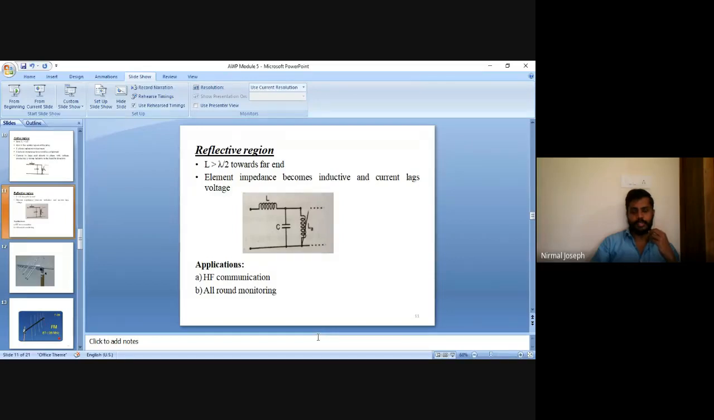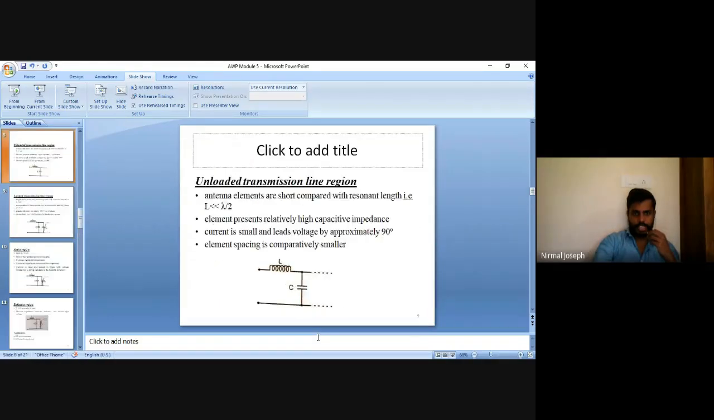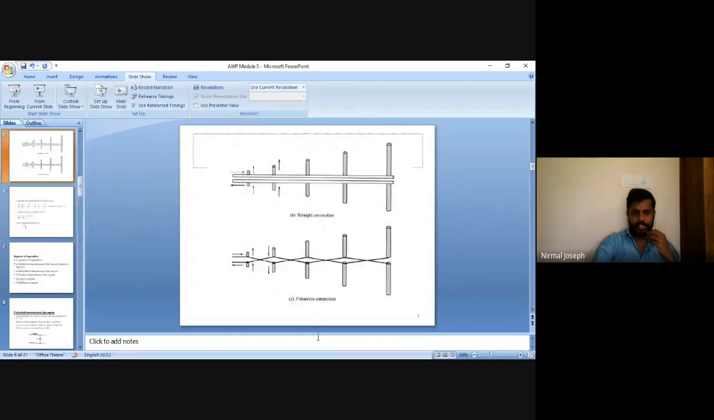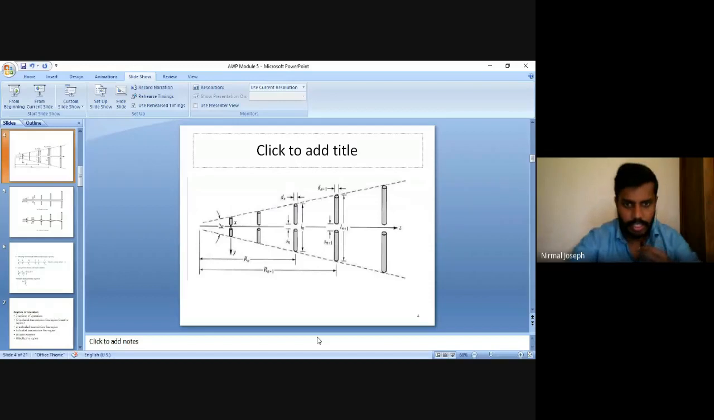So the applications are high frequency communication and all-round monitoring. All-round monitoring means it can be used for any frequencies. So the regions of operation I will just explain with this figure also. Here we can see the initial stages.